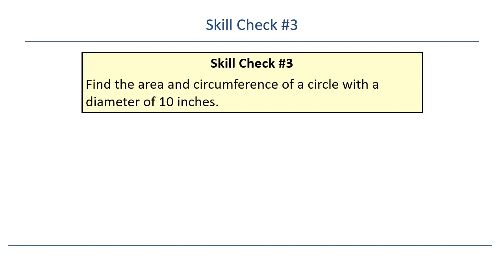Now, see if you can figure these ones out. Find the area and circumference of a circle with a diameter of 10 inches. Draw yourself a quick little picture. Make sure you label the diameter as 10 and not the radius, and then you should get the correct answers. Did you get them? Good.